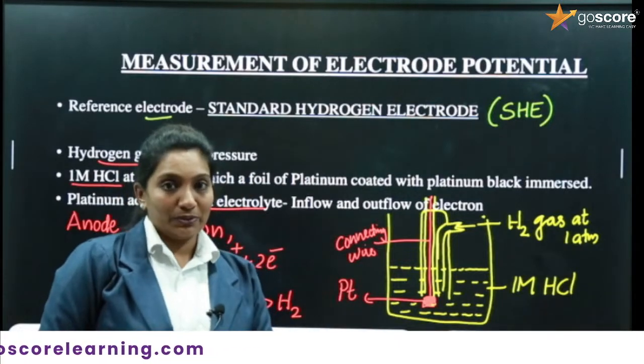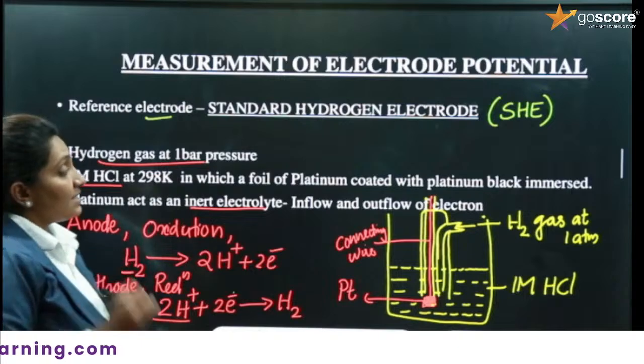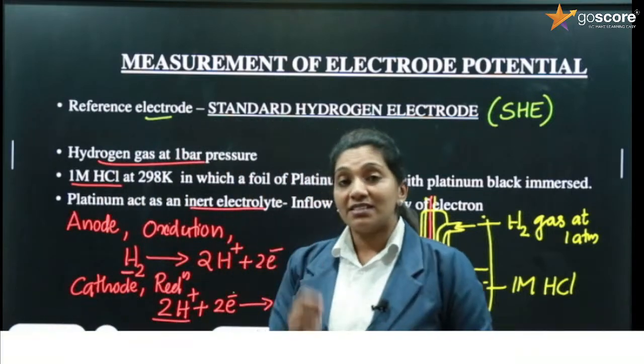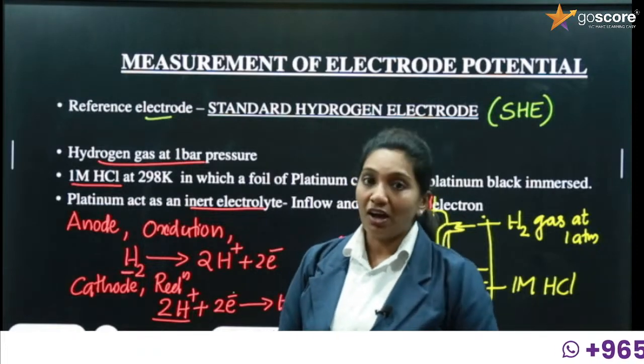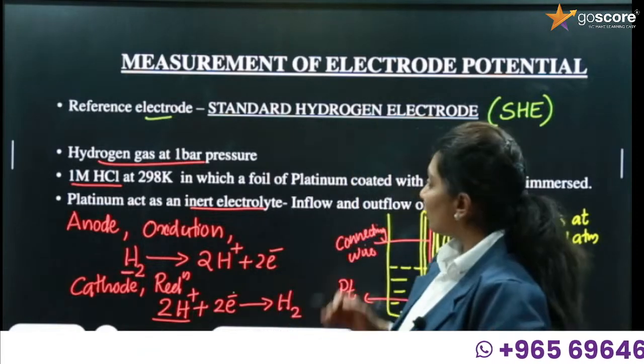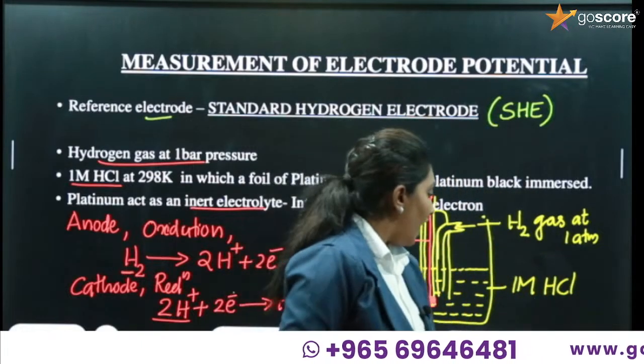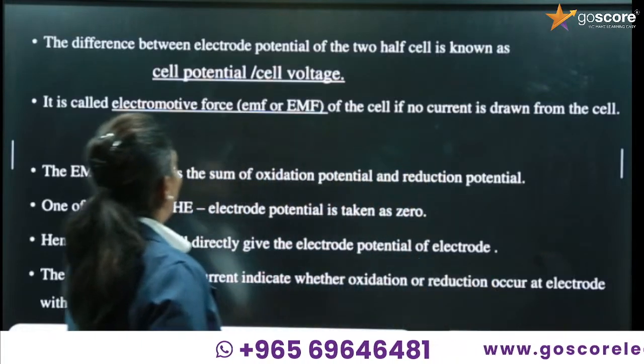Okay, so what we understood from this, the standard hydrogen electrode can act both as cathode as well as the anode. Okay, and the standard electrode potential. The very important thing is that the standard electrode potential of standard hydrogen electrode will always be taken as 0. Okay, now let's see how we can measure the electrode potential.